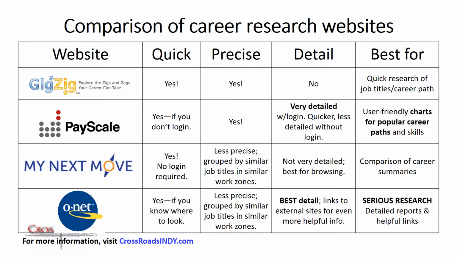GigZig is best for quick research of job titles, and Payscale has user-friendly charts. You will see in the next few examples that My Next Move summaries make it easy to compare job titles, and ONET is best for serious research.